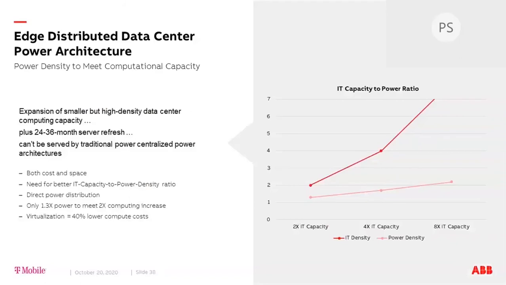Here's a depiction of the 1.3x power equal 2x computing capacity relationship. And this is the divergence in the lines. It's quite extreme. Notice how the power density does increase over time, but the compute power increases at a much quicker exponential rate. Not only is this a cost savings, but it's also a capability advantage.